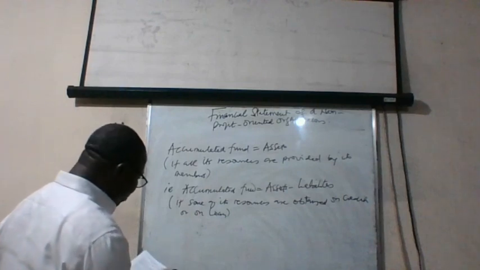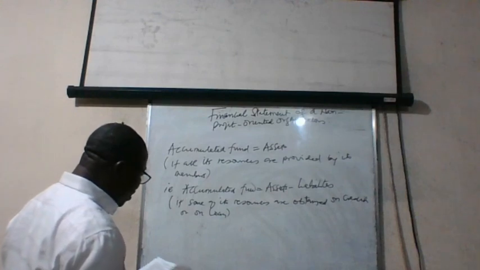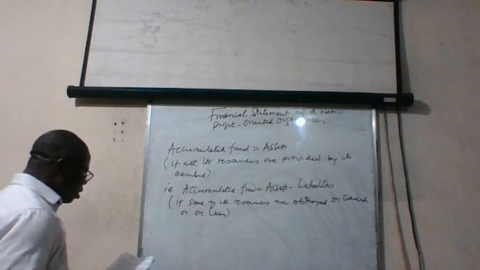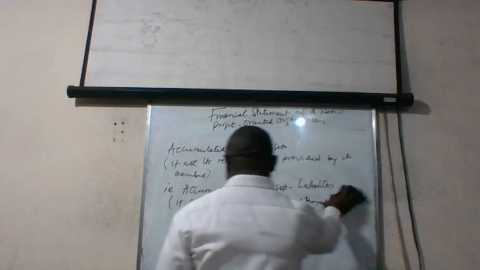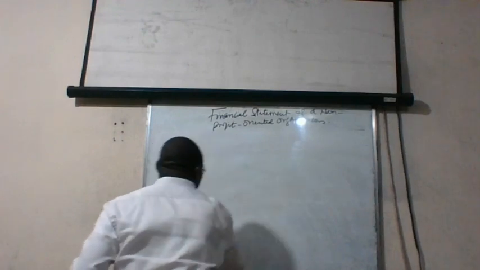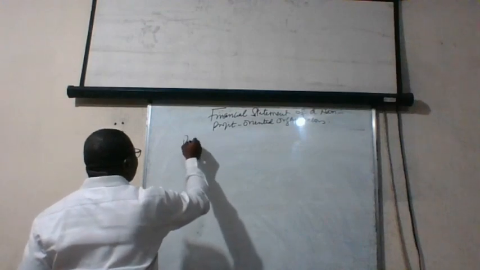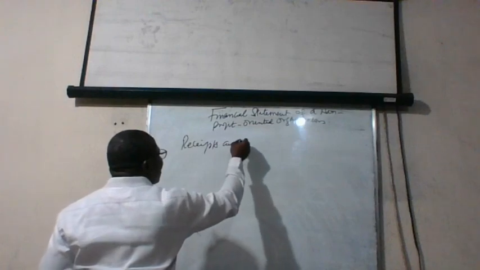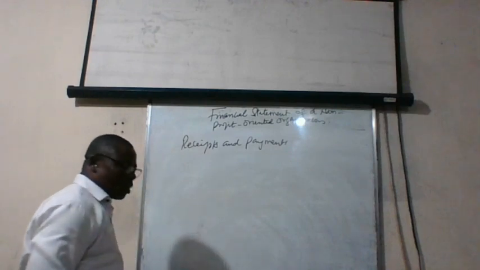Now, we need to prepare this. There are what we call special accounts prepared for the non-profit making entity. Number one, we look at the receipts and payments.